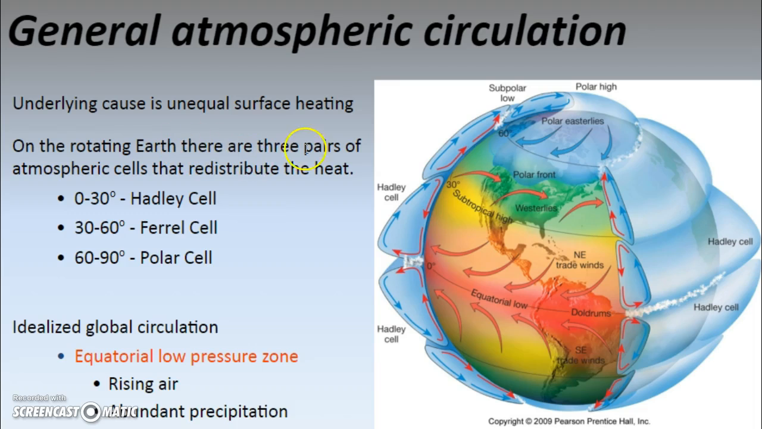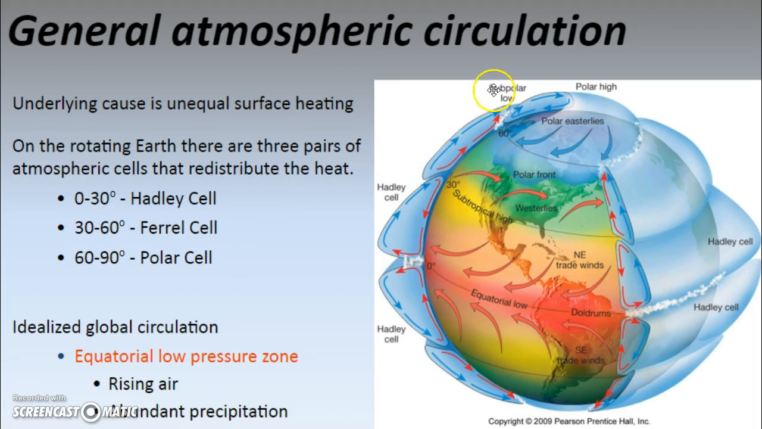On the rotating Earth, there are 3 pairs of atmospheric cells that redistribute heat. The Hadley cell is the 0 to 30 degree cell that's acting. This is once again convection. Where it rises here, it eventually subsides or falls back to Earth at about 30 degrees north and 30 degrees south. But we're going to stay focused and spend most of our time and energy looking at the northern hemisphere.